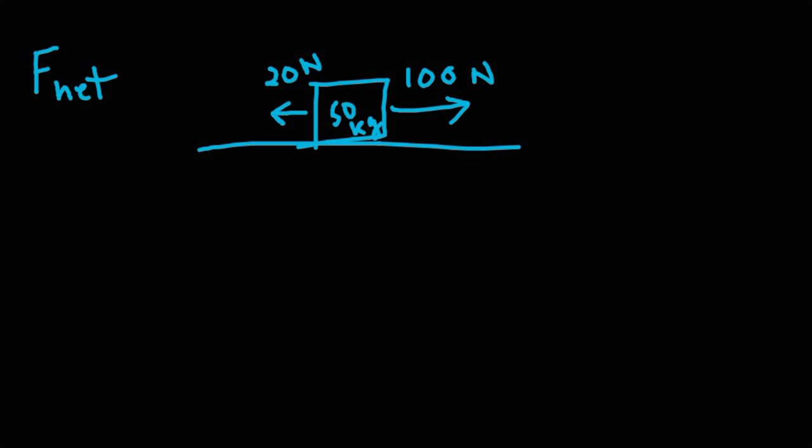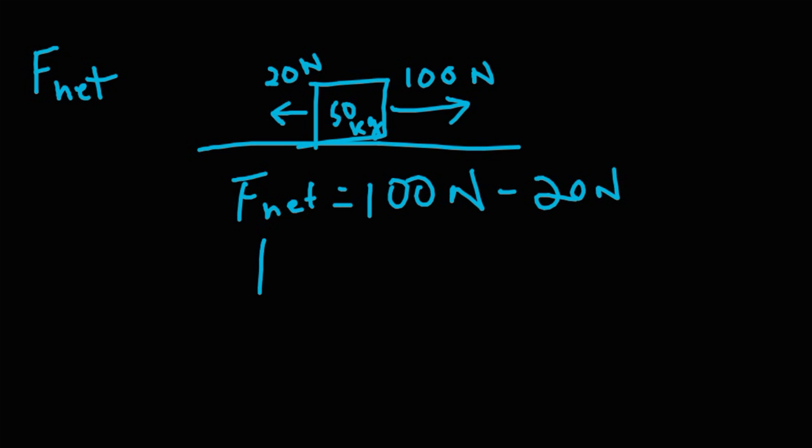All right, so what would the net force here be? We have 100 newtons in one direction. You've got friction going against that applied force of 20 newtons. So all you need to do here is subtract to find the net force. So we have 100 newtons minus the 20 newtons, and that's going to give us a net force of 80 newtons. So the net force on that 50 kilogram crate is 80 newtons.